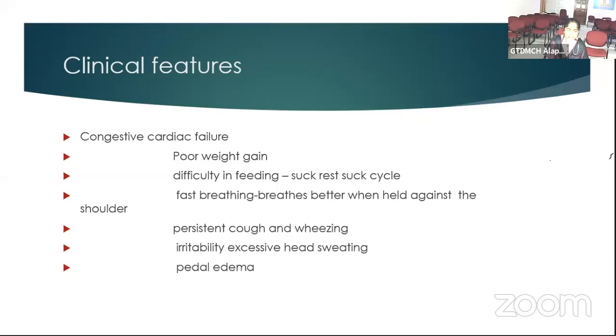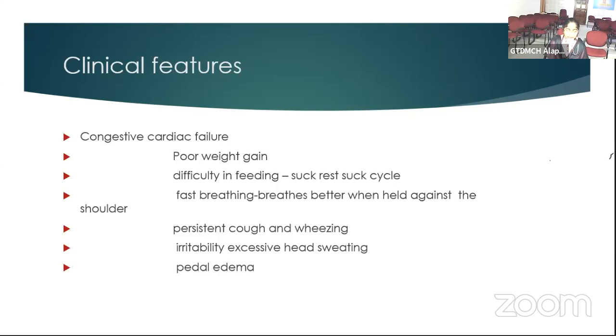That is, the child sucks for some time. Then, because the effort of sucking is like exercise, the child becomes dyspneic. When the child becomes dyspneic, the child stops feeding and takes rest. The child is still hungry. He has not had enough milk. So he sucks again, and the cycle repeats. This is called suck-rest-suck cycle. So you should be able to elicit this history of suck-rest-suck cycle.